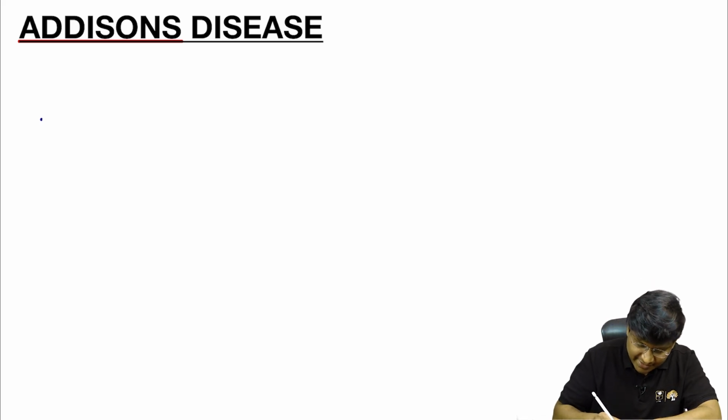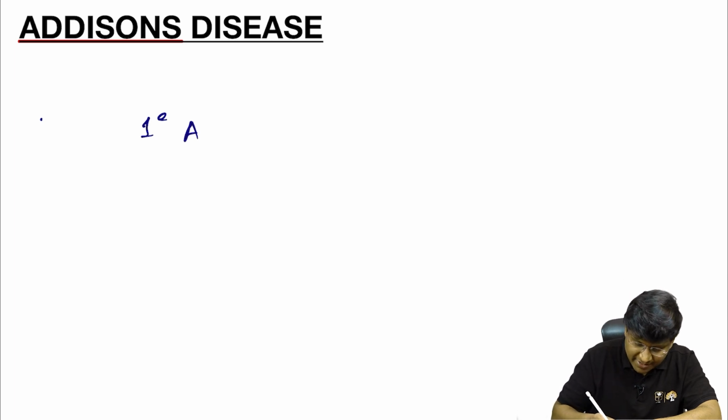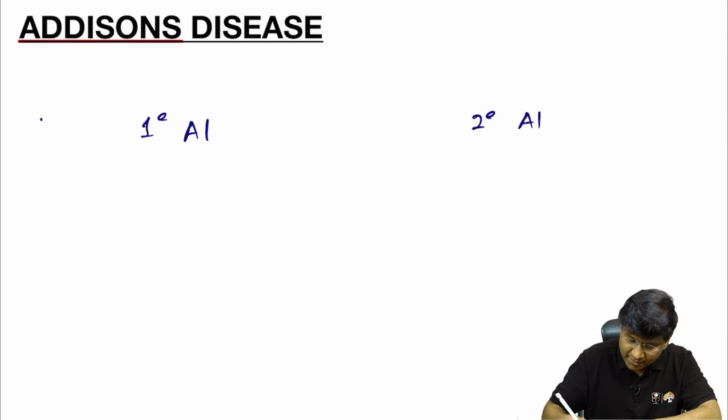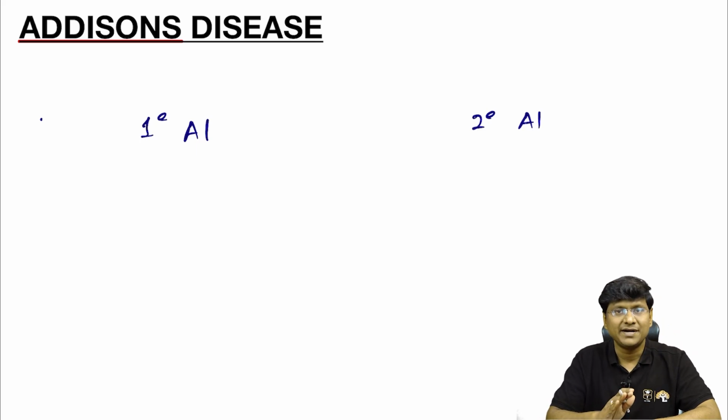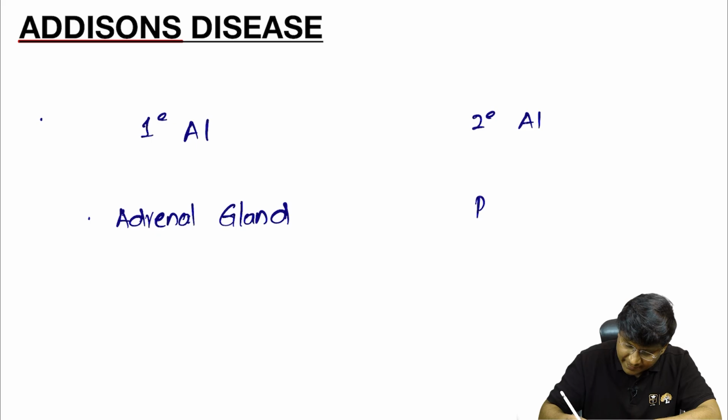And this Addison's, it is of two forms. The adrenocortical insufficiency is in two forms. One is the primary adrenocortical insufficiency and then the secondary adrenocortical insufficiency. Primary adrenocortical insufficiency is that where the pathology is in the adrenal gland, whereas in secondary adrenocortical insufficiency, the pathology is within the pituitary gland or within the hypothalamus.